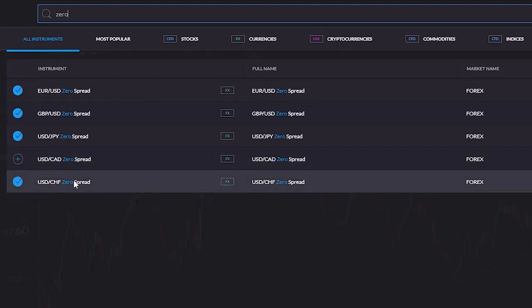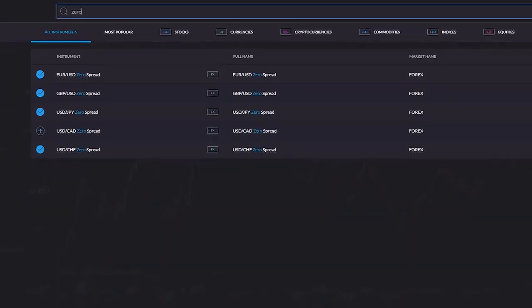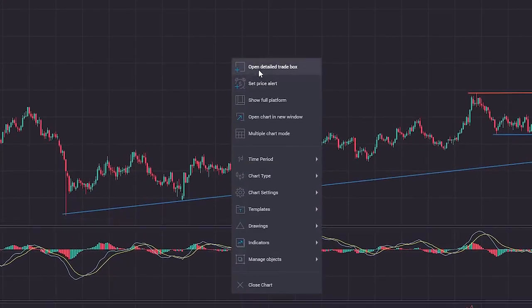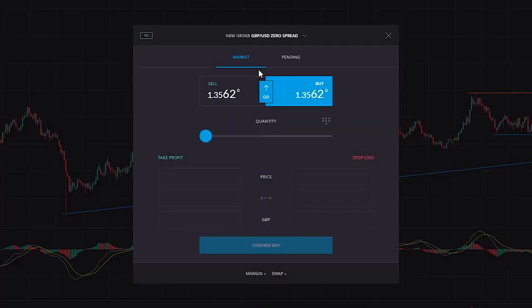Let's just bring up one of these just to show you how this zero spread works. So I've brought up pound US dollar zero spread. Let's right click, open up the trade box, and straight away you can see the bid and the offer, or the ask, are exactly the same. So we're trading on just one price, whether we're buying or selling. You can see in the middle here, the spread is zero. So that's for pound US dollar zero spread, and those 4 other zero spread markets I showed.